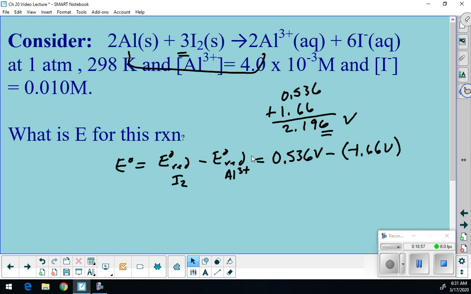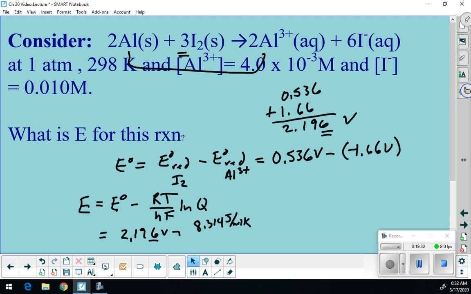All right, so now we need to put together the rest of the mess. So let's write down our equation. E equals E prime minus, what was that? RT over NF, natural log of Q, right? So then I have my E prime, which I said is 2.196 volts, minus R, 8.314 joules per mole Kelvin, times my 298 Kelvin, divided by N. How many electrons are transferred?